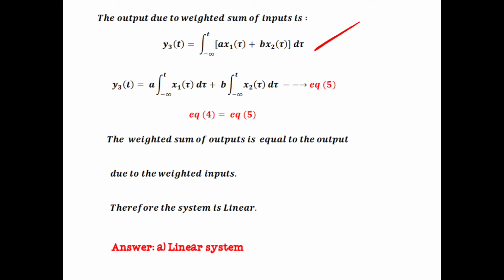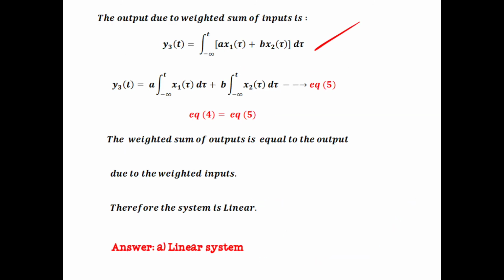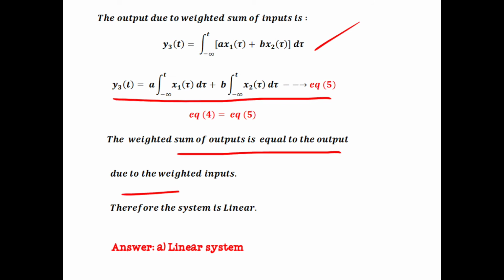So here equation 4 is equal to equation 5. Those two equations are the same. So the weighted sum of the output is equal to the output due to the weighted sum of inputs. Therefore the given system is linear. See how simple the steps are. So the answer is linear system.